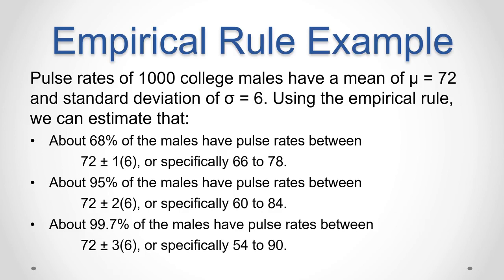About 95% of the males have pulse rates between 72 plus or minus 2 times 6, or about 95% of males have pulse rates between 60 and 84. About 99.7% of the males have pulse rates between 72 plus or minus 3 times 6, or about 99.7% of males have pulse rates between 54 and 90.